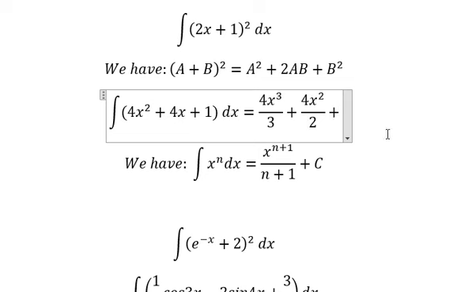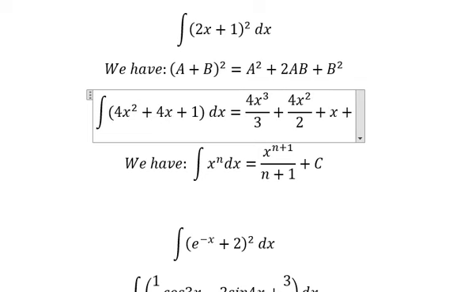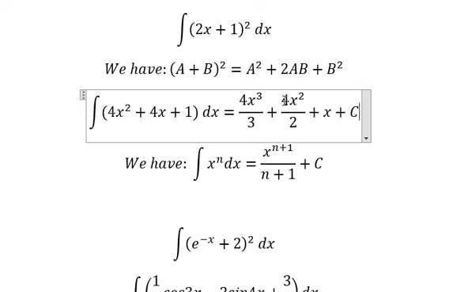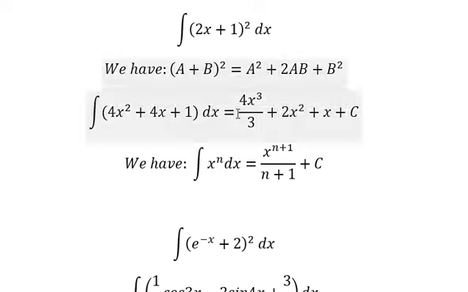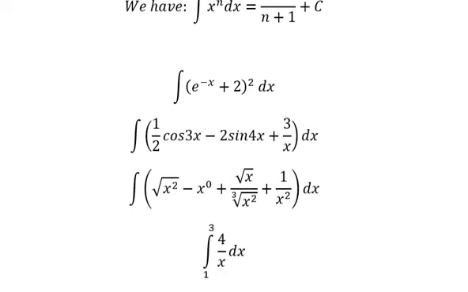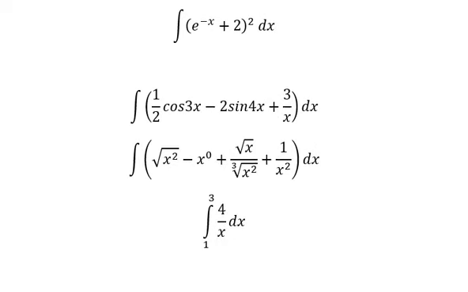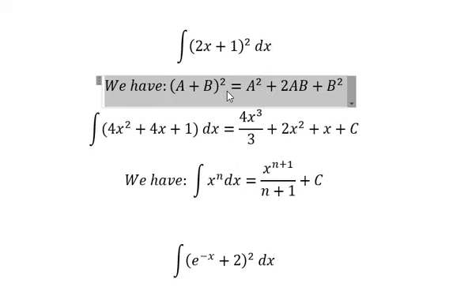This one we have x and I will put c. So 4 divided by 2 we have number 2. Now this is the answer. Now let's go to the next one. We do the same technique.